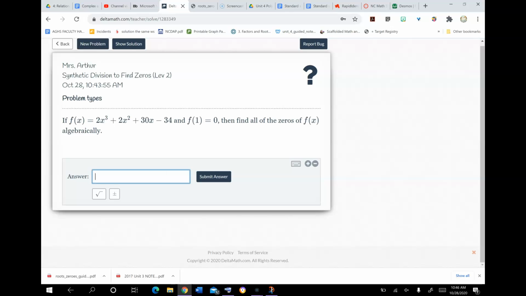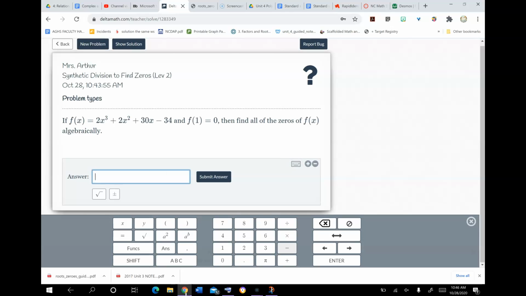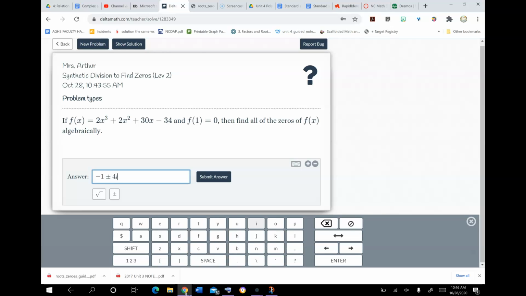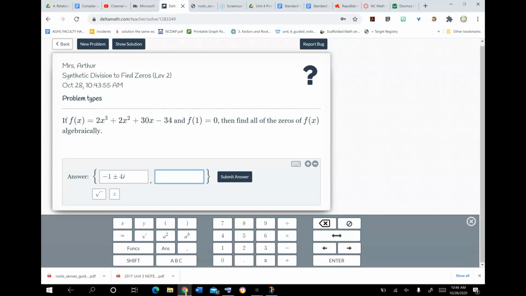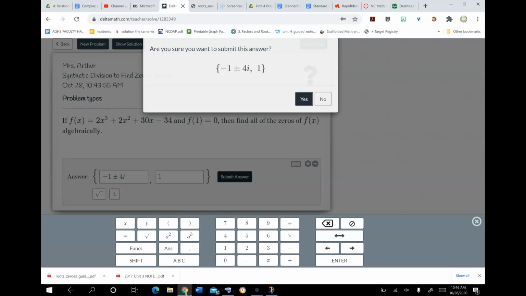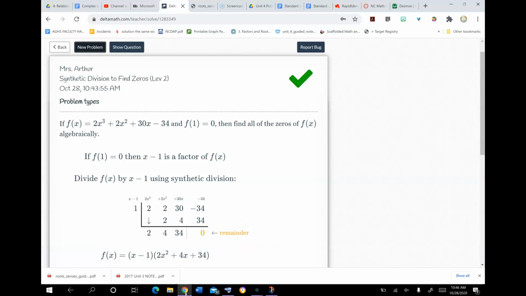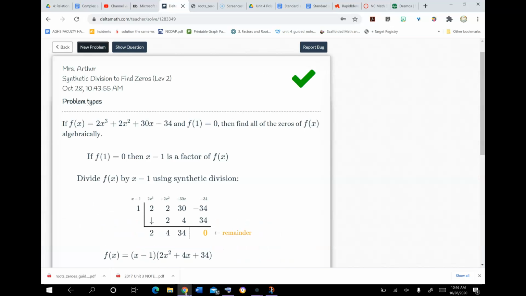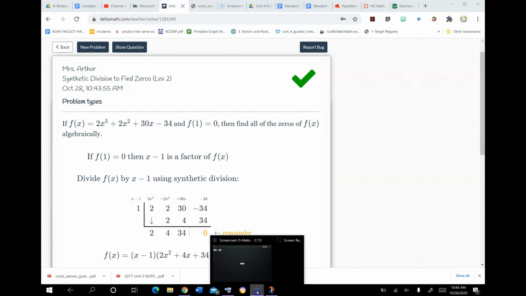So we come up here. We're going to say negative 1 plus or minus 4i. Add another one, and our other solution was 1. Submit. Hit yes. And you're done. All right, so that should help you with your Delta Math today. All right, let me know if you need anything else, okay?